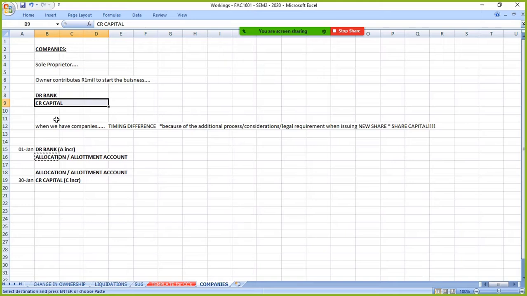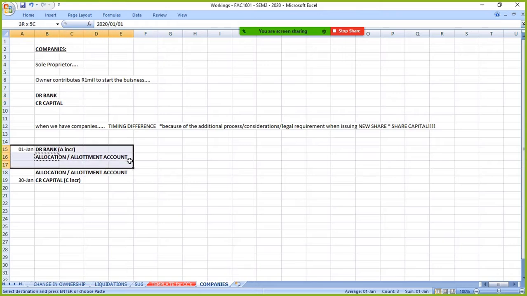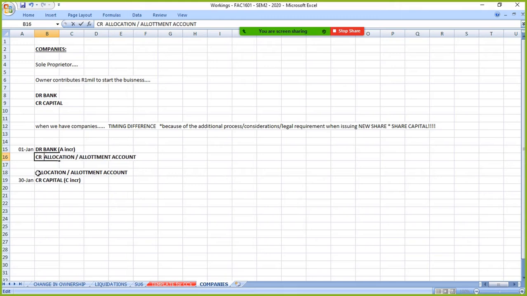Don't overcomplicate it. Try view it like how I viewed it here, and then just remember, if there's a timing difference, split it and add the working account. Obviously, you're going to credit the one and you're going to debit the other. And that's it. It's as simple as that.